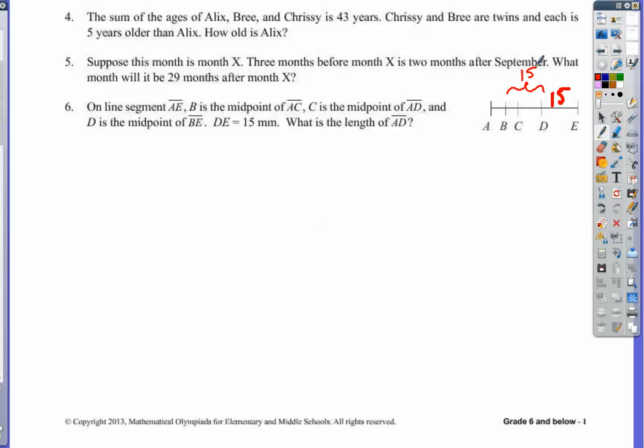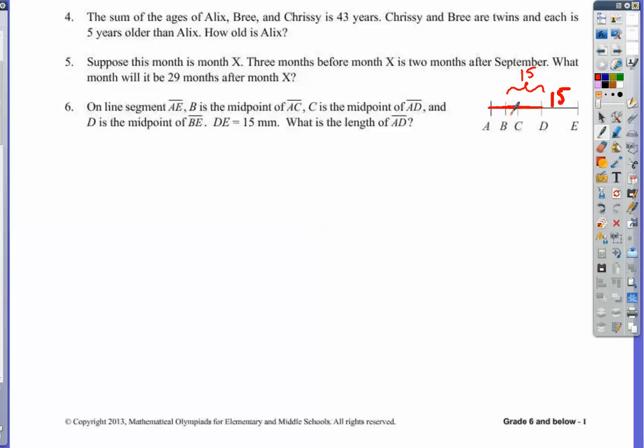Well, we're trying to find what is the length of AD. Trying to find that whole thing. So going back a little bit further, it says C is the midpoint of AD. So this is this midpoint to this. This is 15. And B is the midpoint of C. So that's 15, right? So we know the answer is going to be greater than 15.